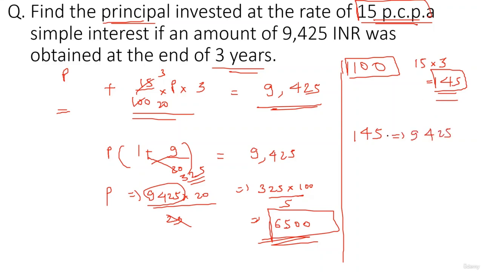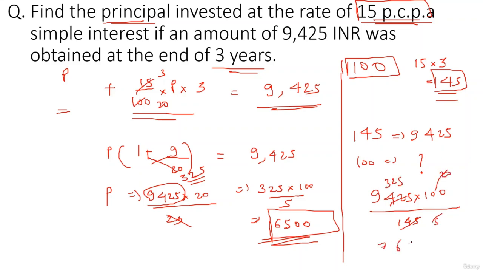So I'm supposed to find the principal, that is 100. That corresponds to what? You have to find out. So cross multiply. Okay. When you cross multiply, it will be 9425 into 100 divided by 145. Okay. Using the data from the previous question, 29 will cancel and 325 will come. Upon 5 will again give you 20, or just divide by 5. You get the same answer, 6,500. That's the required answer. See, it becomes so simple.